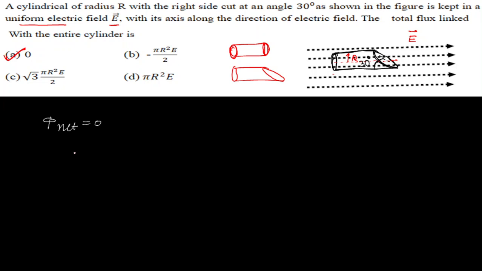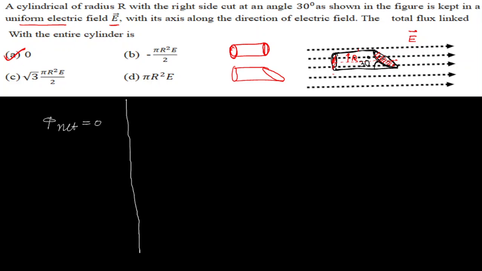Correct answer will be option A. But sometimes the examiner asks what will be the flux. The examiner may ask what will be the flux through the flat surface, through the curved surface of the cylinder. So in this case, we can calculate the flux through each surface. So for this question, the answer is A.